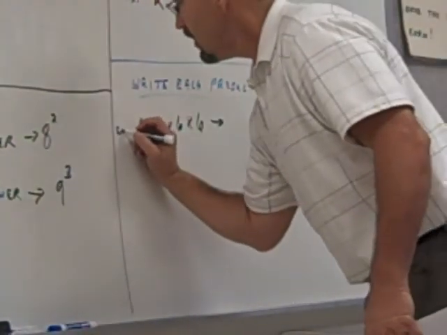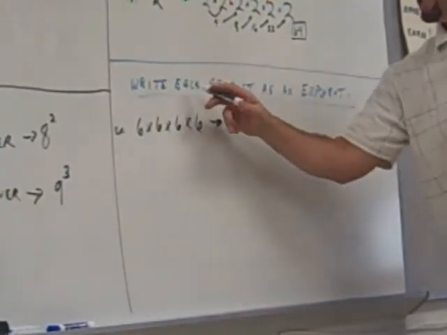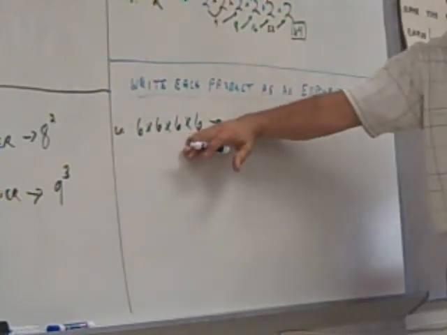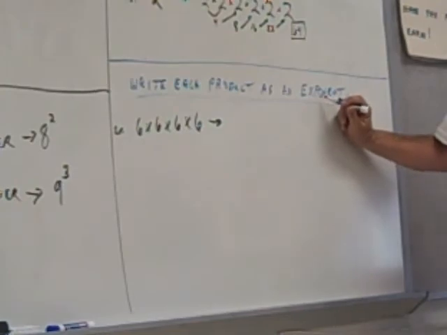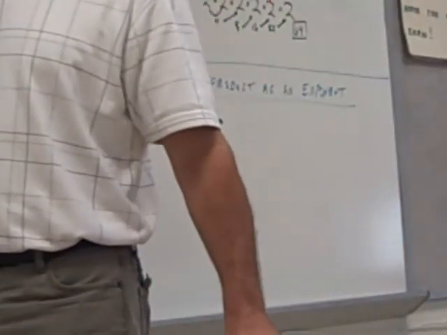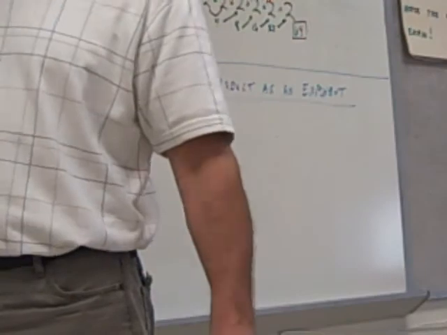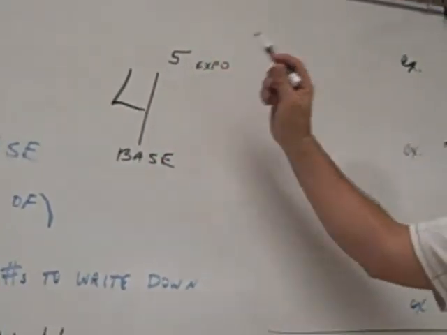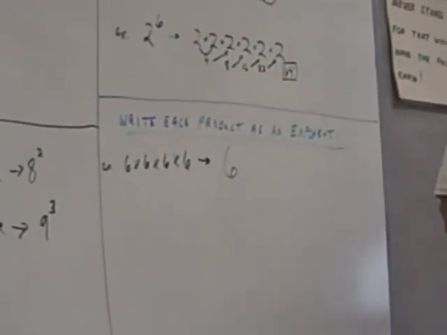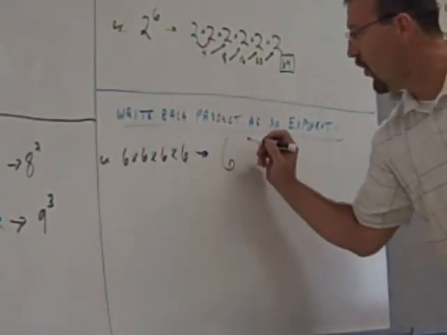Now, write each product means, remember what does product mean? A multiplication problem. Here's our multiplication problem. We want it as an exponent. And remember, we have to have a base and an exponent. So what is our base? 6. So big 6. And what's our little number? 4, because there's 4 of them.